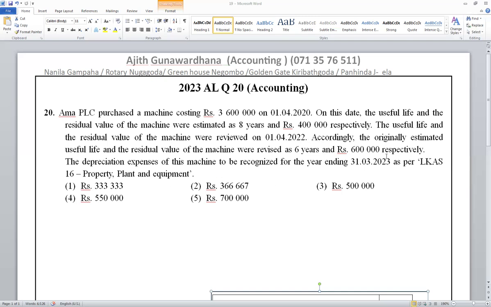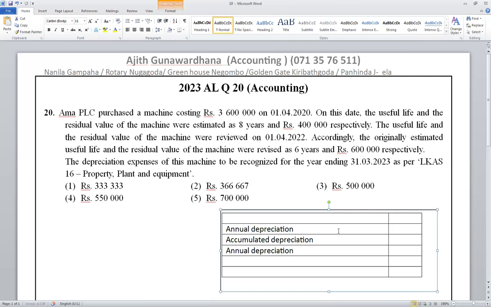We need the depreciation for the year ended 31st March 23. Note the asset was purchased 2 years before, so the asset has already been depreciated. Normal depreciation should be calculated as cost minus residual value divided by lifetime. But now an estimate change is given. Our accounting period ends on 31st March 23. Normal depreciation is cost, 3,600 (values in 1000s), minus residual value 400, divided by the useful lifetime of 8 years. Therefore, annual depreciation equals 400.